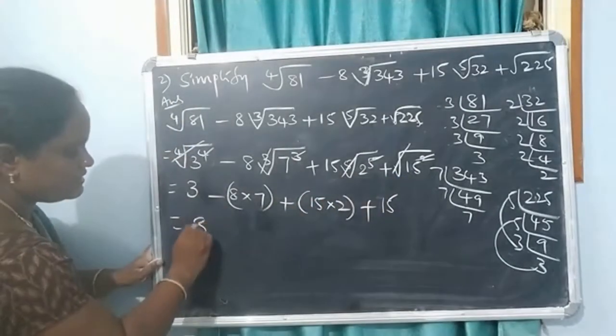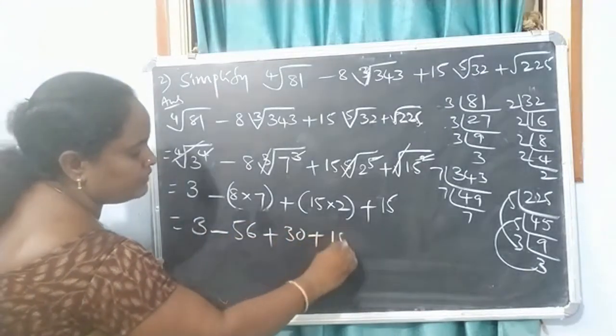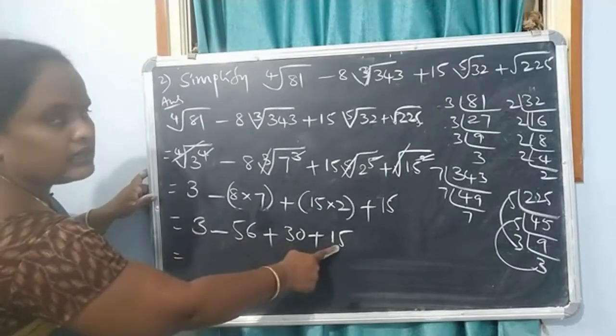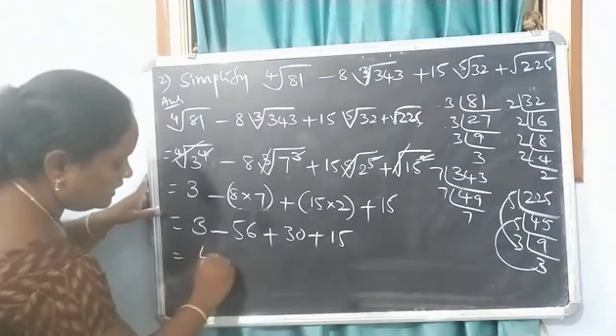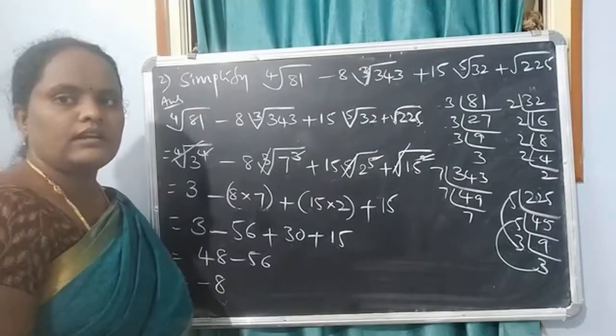So how much is this? 3 minus 8 7s are 56, plus 15 2s are 30, plus 15. If we add all the positive numbers, 3 plus 30 is 33, plus 15 is 48, minus 56 is equal to minus 8. Children, hope you understood.